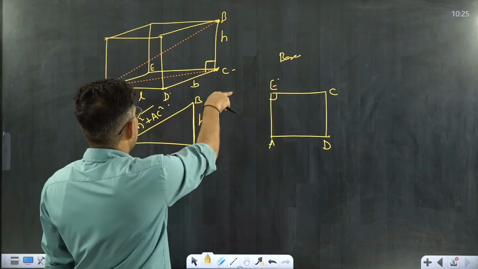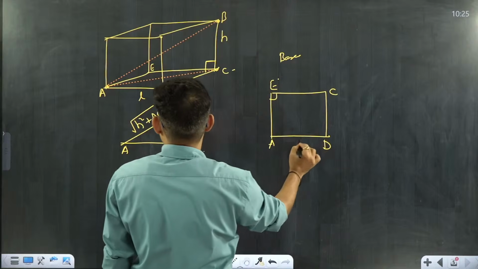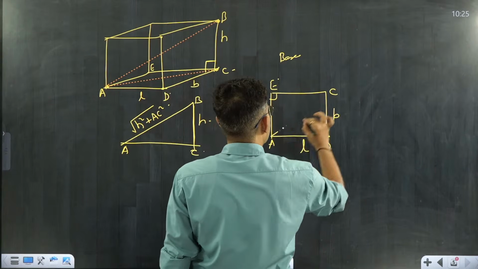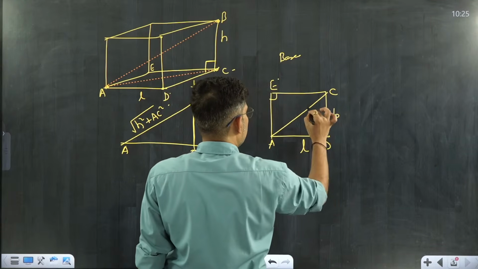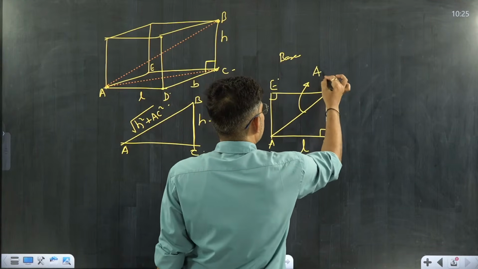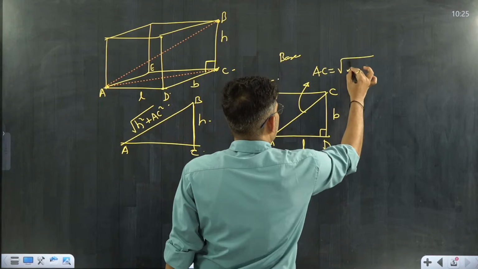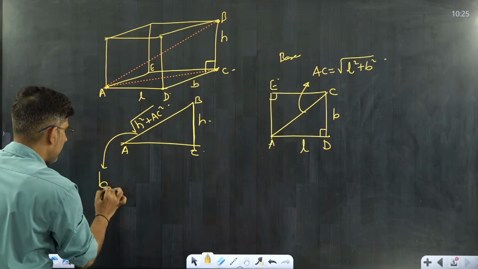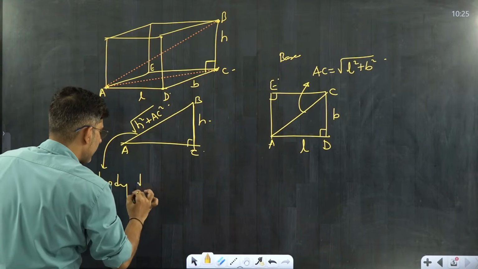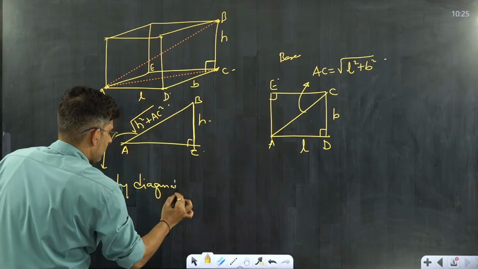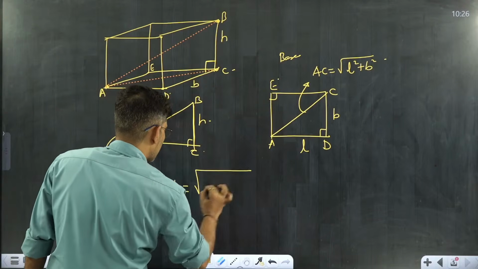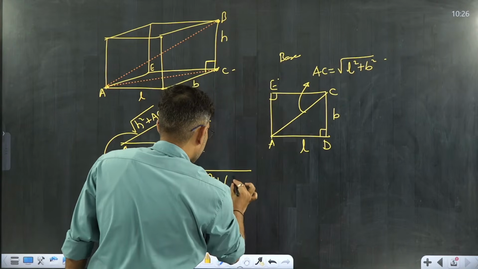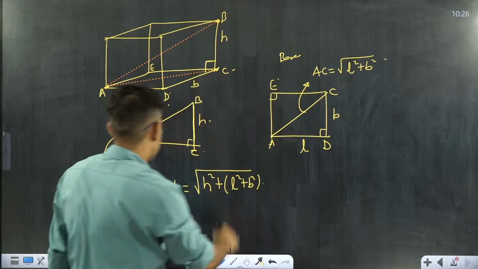So ADCE is a rectangle, AD's length is L and CD is B. So by Pythagoras theorem, on the base, AC will become under root of L square plus B square. So substitute here. So we can say body diagonal will become under root of H square plus AC square. AC square will become L square plus B square.